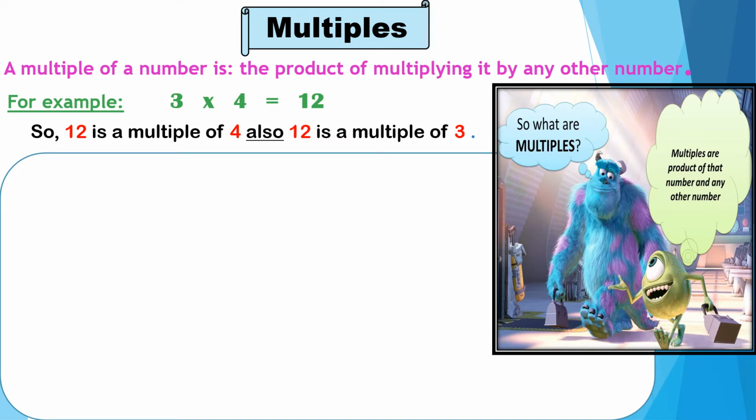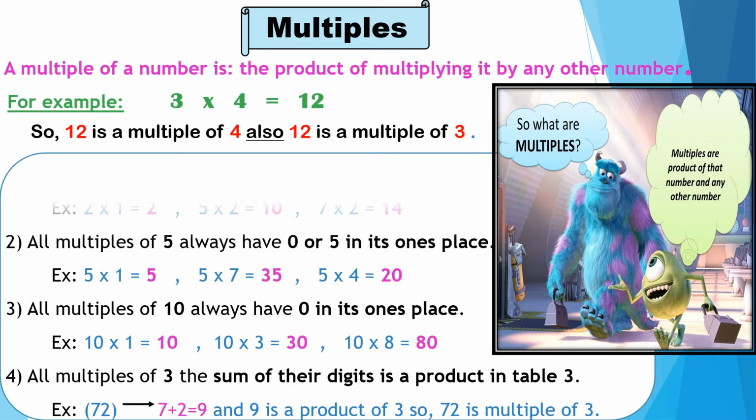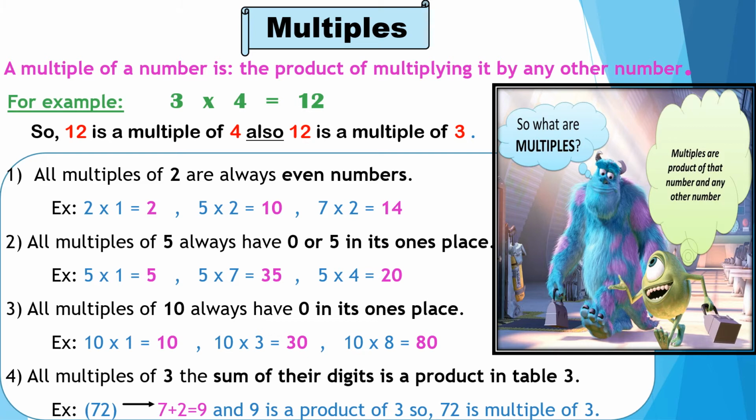We have some rules. We will know the multiples very easily if we studied them. The first, all multiples of 2 are always even numbers. We said multiples are the products.